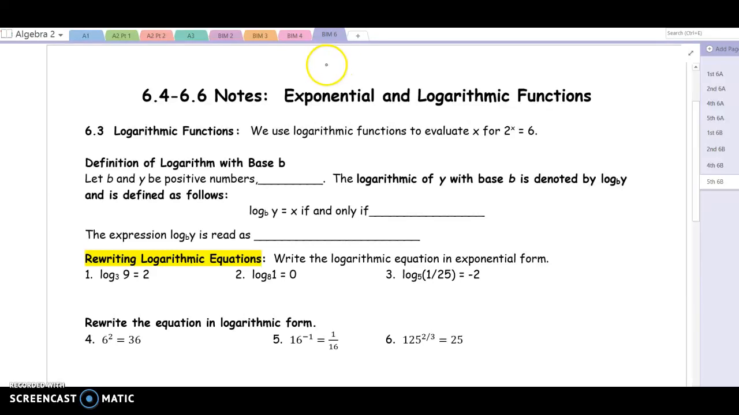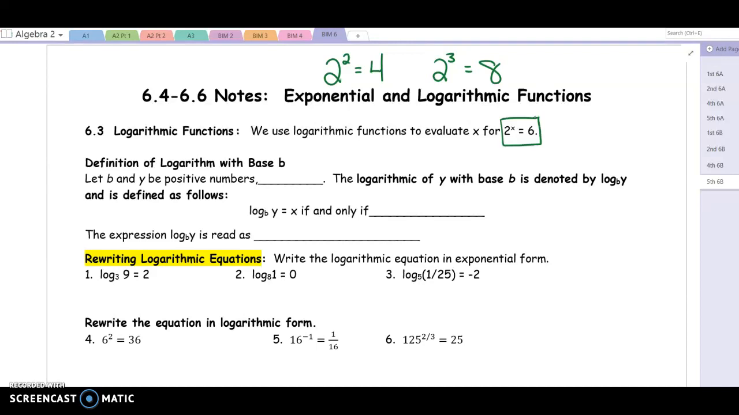In the past, we know that 2 squared is 4. 2 to the third is, anybody know that one? 8. If I asked you what value of x would make 2 to the x equal 6? 2 squared is 4, 2 to the third is 8.